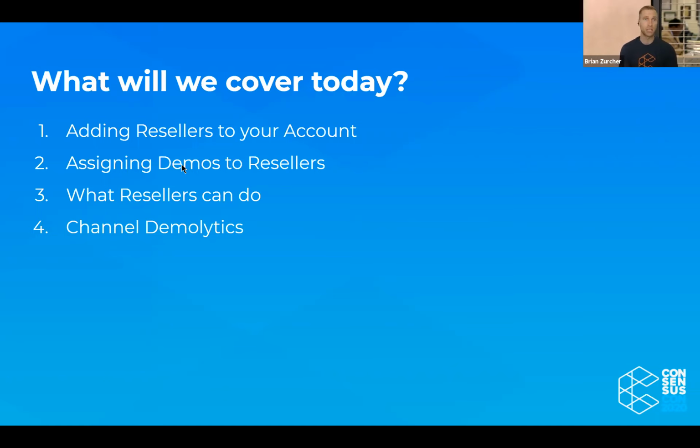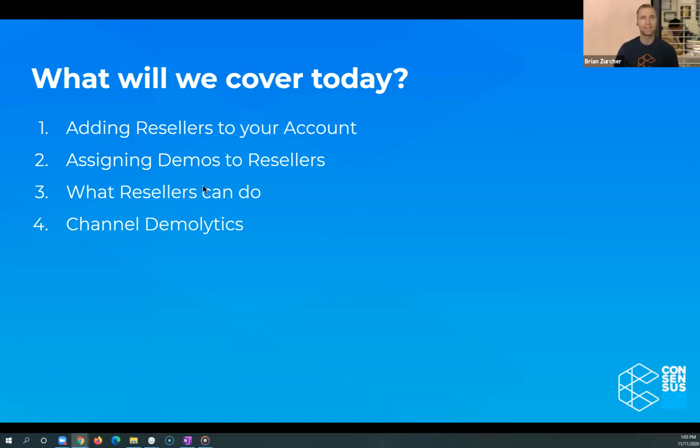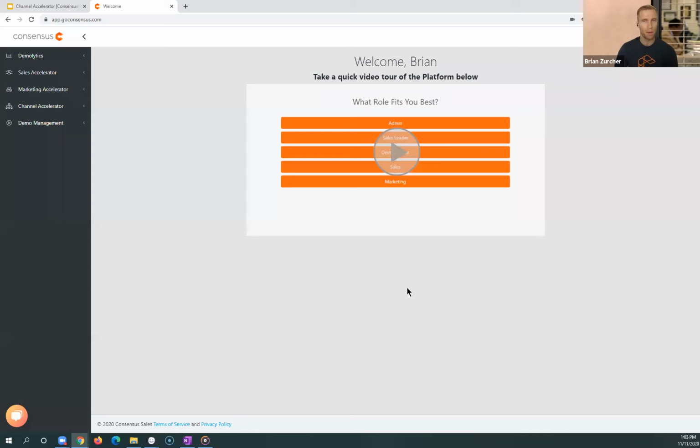So to really dig into this, we're going to spend most of our time right inside of Consensus itself. So I'm just logged in inside of one of my accounts. Hopefully everyone can see that screen as we go forward. But the channel accelerator is right on the left-hand side over here in the navigation, which is where you're going to be able to interact with or view a lot of the information about the channel partners or reseller groups that you have set up.